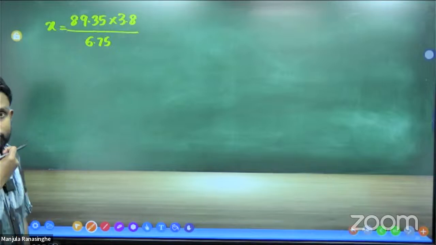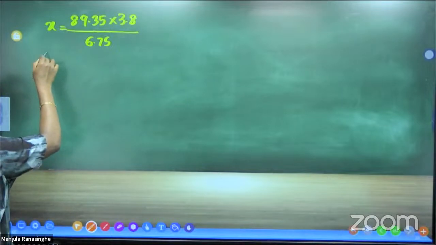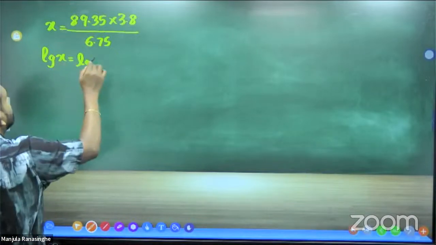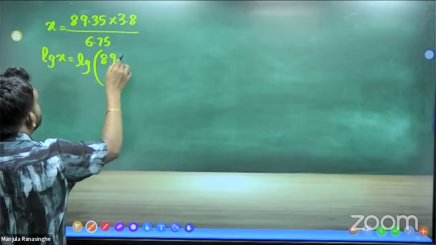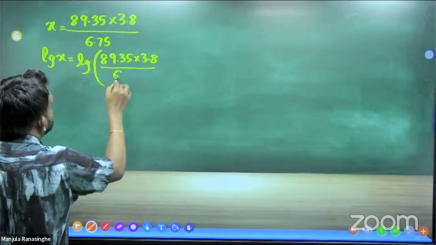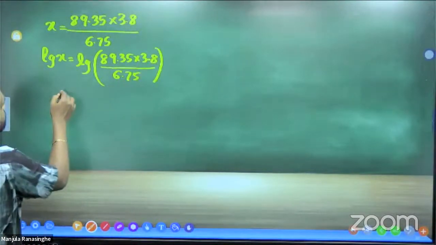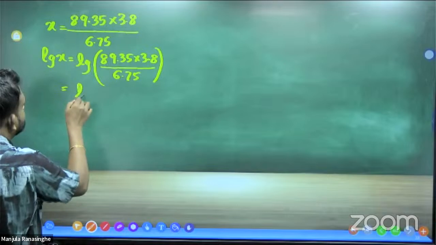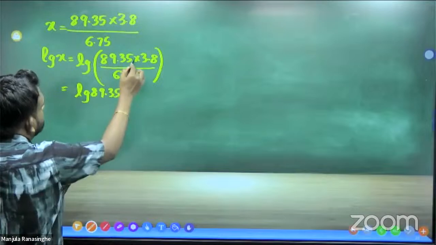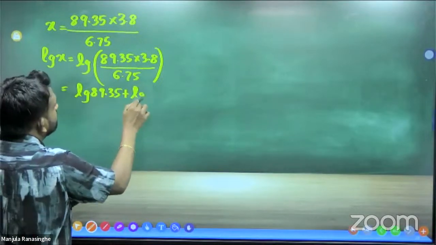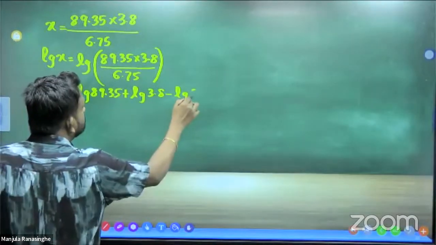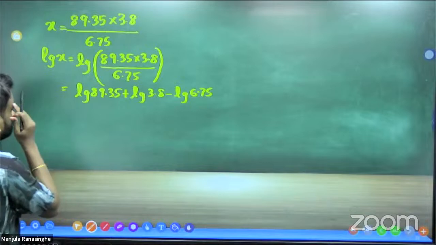Now check how to take the logarithm. You take the lg of both sides, lg x equals lg of the right side, 89.35 into 3.8 divided by 6.75. Now you take lg of this one plus lg of that one. lg 89.35 plus lg 3.8, since multiplication is addition, and division is subtraction, minus lg 6.75.